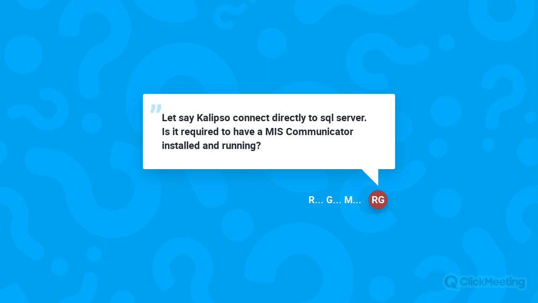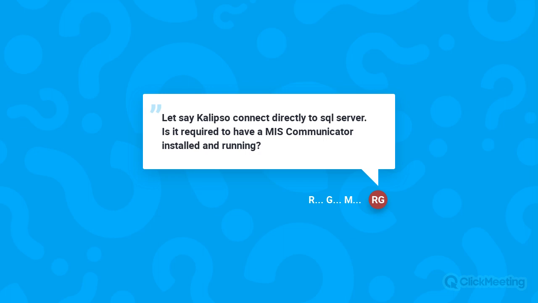Sure. And I think this is going to be the last question, at least for now. Let's say Calypso connects directly to an SQL server. Is it required to have a miscommunicator installed and running? Yes. If you want to connect directly to SQL server, you need a miscommunicator. Otherwise, let's say Android can't access the database.